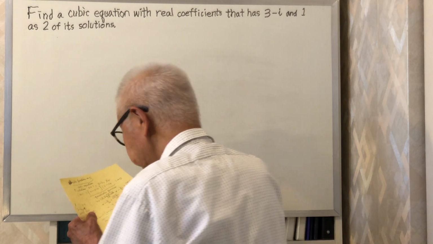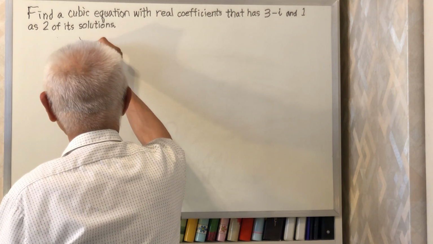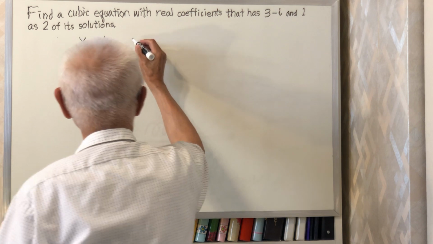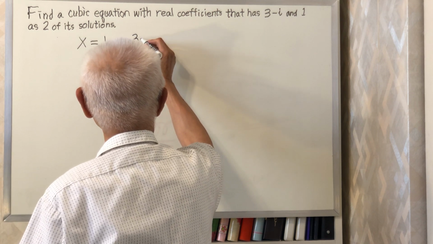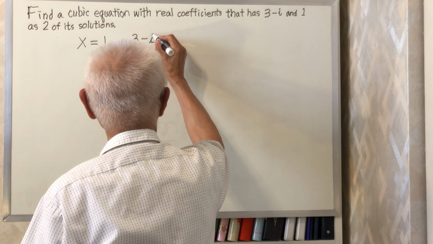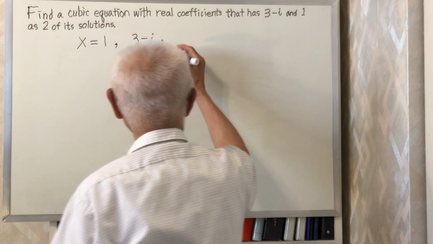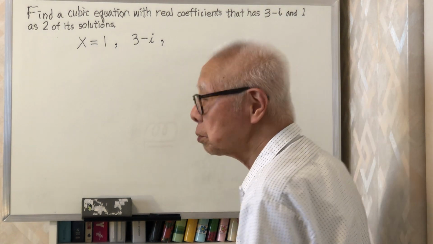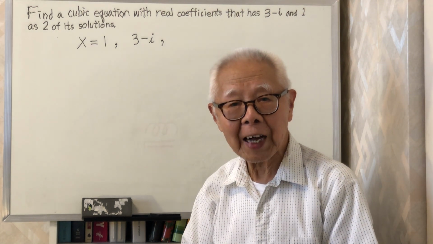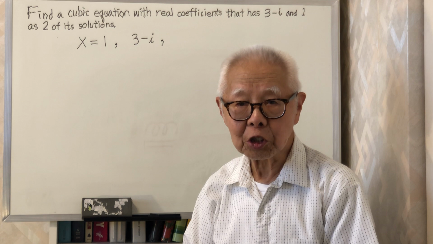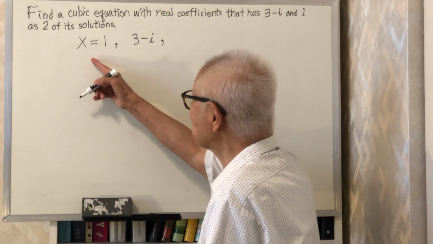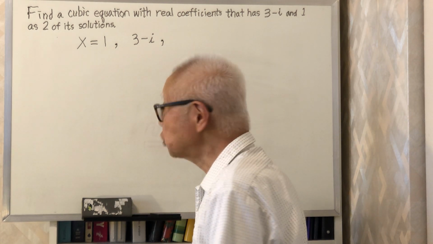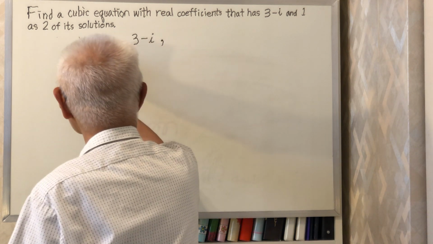So I have x equals 1, that's one solution, and x equals 3 minus i, that's another solution. But I do not know the third solution. Now, a cubic equation can be factored into 3 brackets. Because I know x equals 1 and x equals 3 minus i are 2 solutions, I can factor the equation like this.